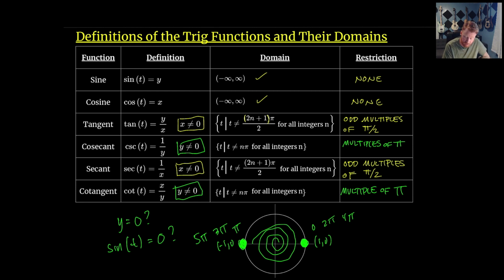So here are the rest of the domains. We have sine and cosine. We can evaluate those anywhere. They have no restrictions on their domain. But the tangent and the secant means we can't have odd multiples of pi over 2, and the cosecant and the cotangent means we can't have multiples of just pi.